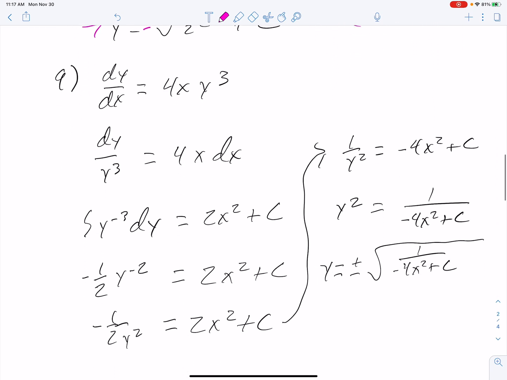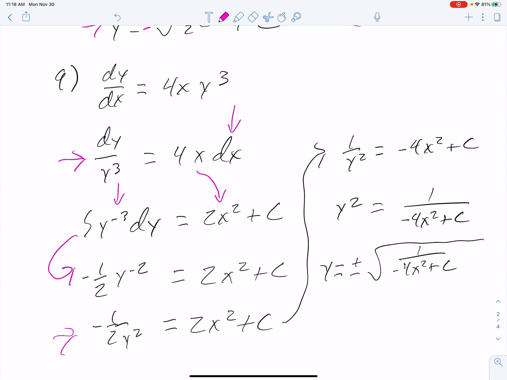Number 9, divide by y cubed on both sides. I'll multiply by dx on both sides. I know that I need to rewrite my y as y to the negative 3rd so that I can use my anti-power rule. I already found my antiderivative on the right. Find my antiderivative on the left. And again, it's a process of solving. Now, whether or not you want to rewrite as I did or just leave it as y to the negative 2nd, that's up to you.